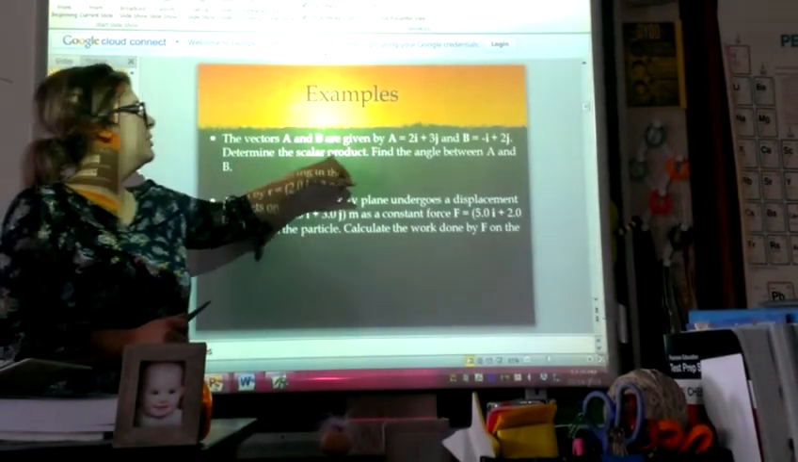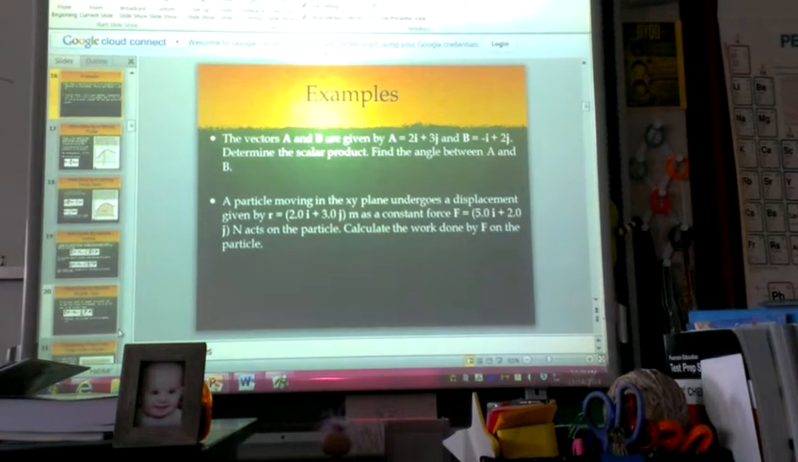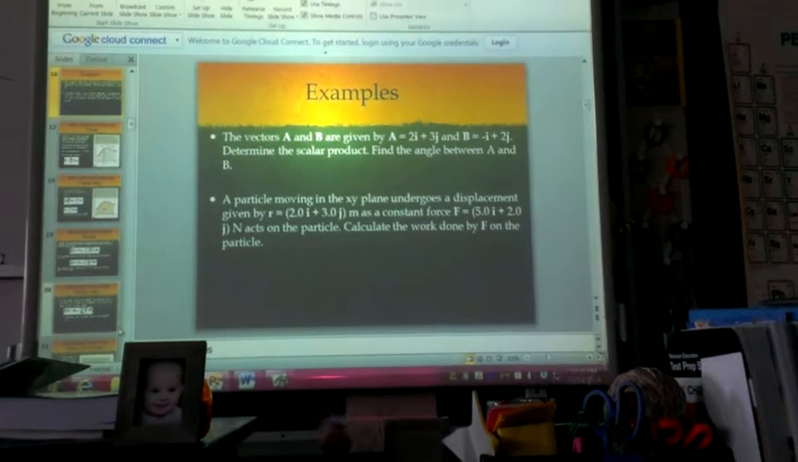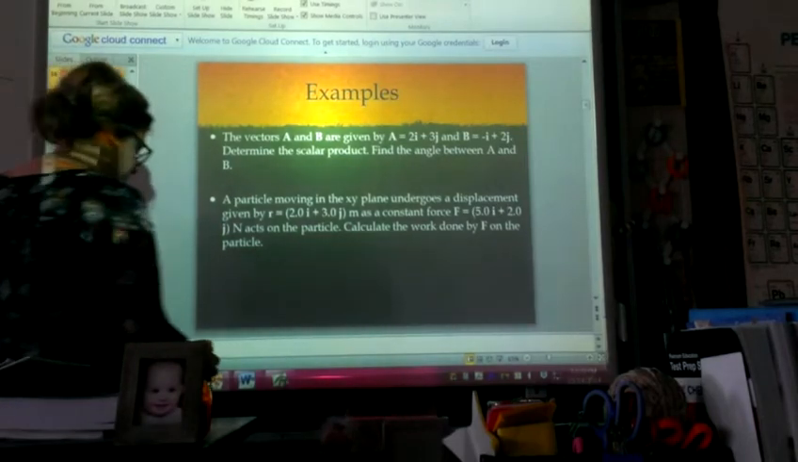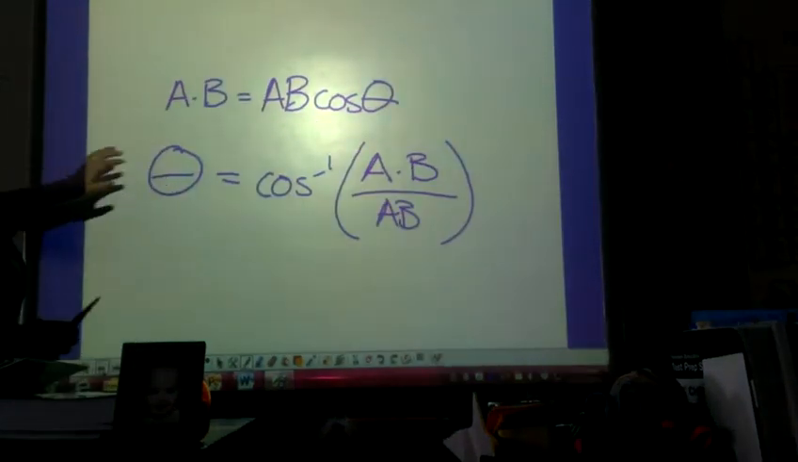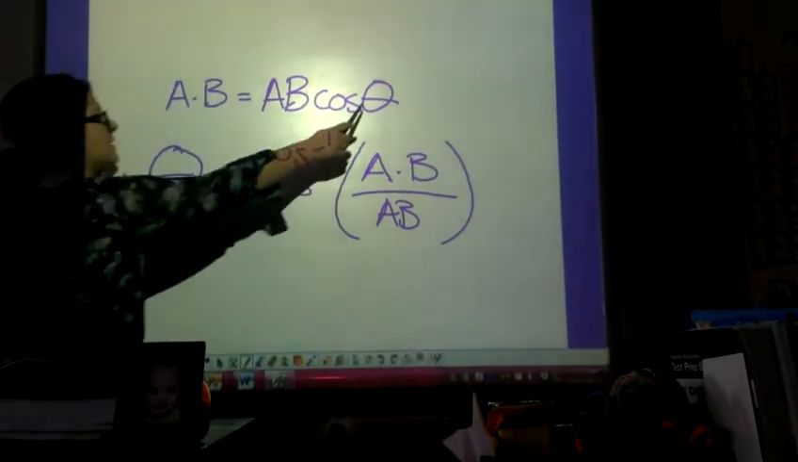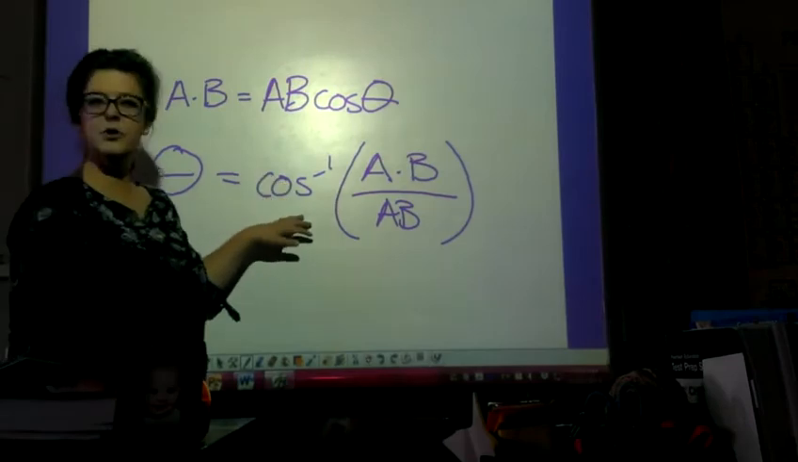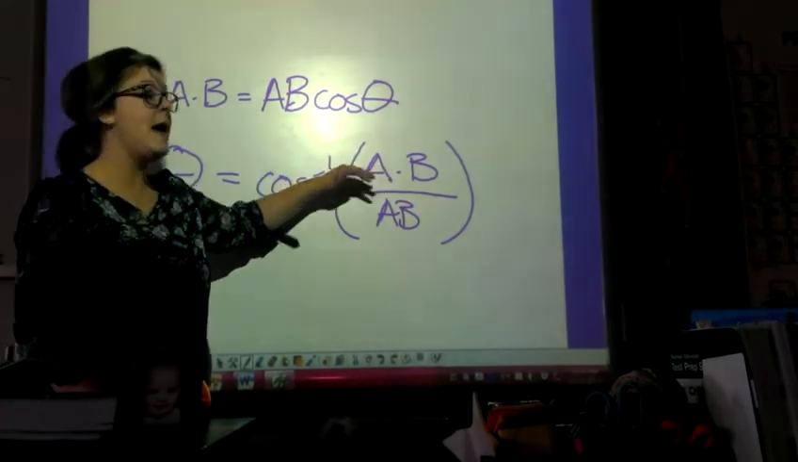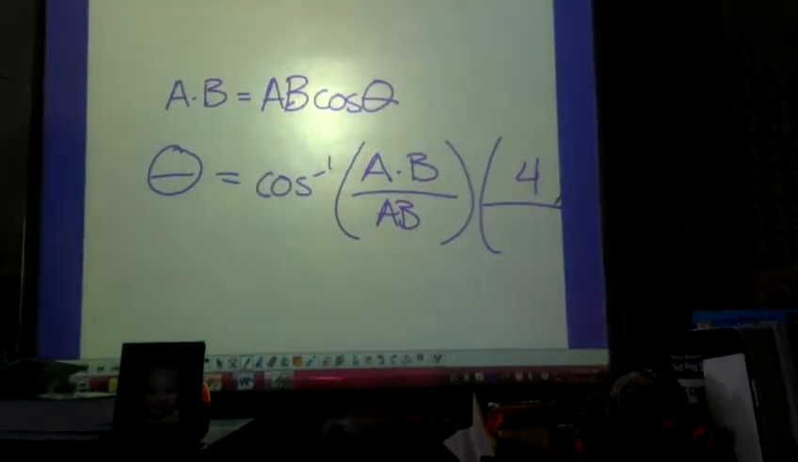But then it says, so we determine the scalar product, but then it says to find the angle between A and B. So I want you to go back and think about that cosine theta is equal to A dot B over the magnitude of A times the magnitude of B. So I had us write this down. If A dot B is equal to the magnitude of A times the magnitude of B cosine theta, and I need to find theta, then I need to find the inverse cosine of A dot B, which we already found to be 4, over the magnitude of A times the magnitude of B.